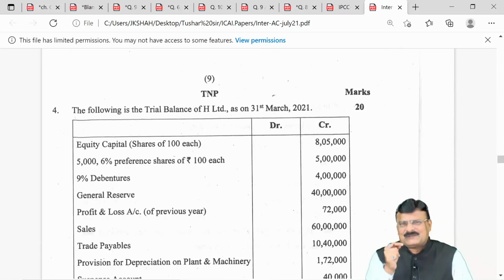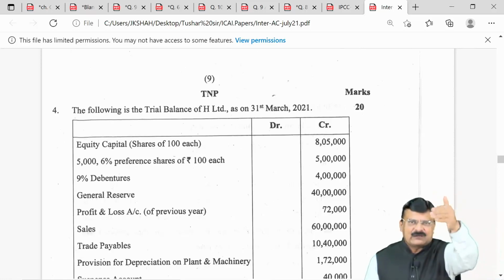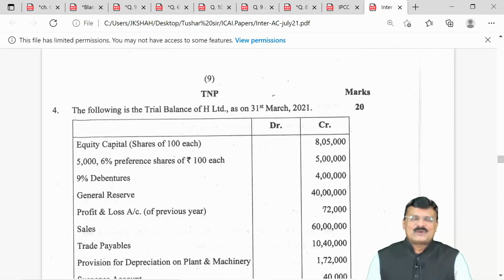The time limit for every sum should be set by you. I told you 108 seconds for 1 mark, approximately. See to it that you don't overshoot, because overshooting in any of the sums will definitely lead to sacrifice of another question in future. And that becomes a suicidal attempt, students. Okay, so that was the paper of the latest one, July CA Inter 2021.